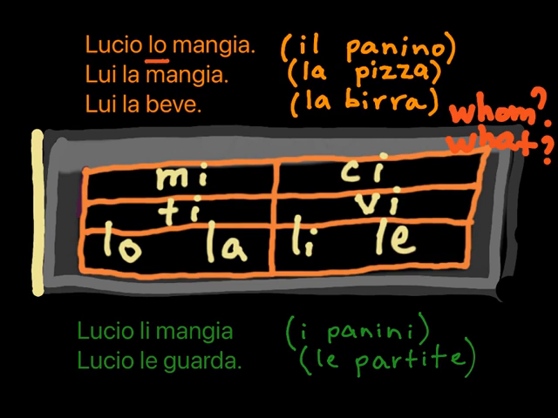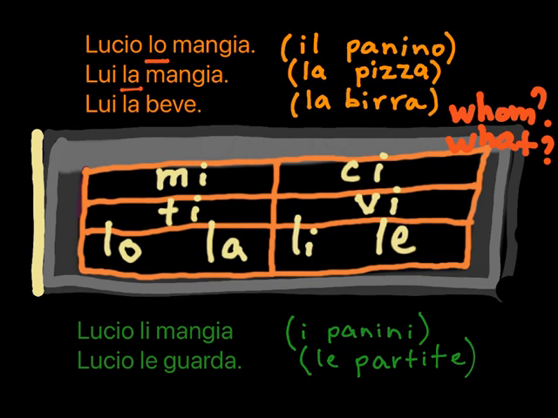Next one is lui la mangia. Why is it la? Because again, it is it. But pizza in Italian is feminine, ends on a, as panino ended on o. Most masculine ends on o, most feminine end on a. Not always, but often. Lui la mangia, you choose it right from here, from this table. It is the direct object pronoun, but it is feminine and singular.